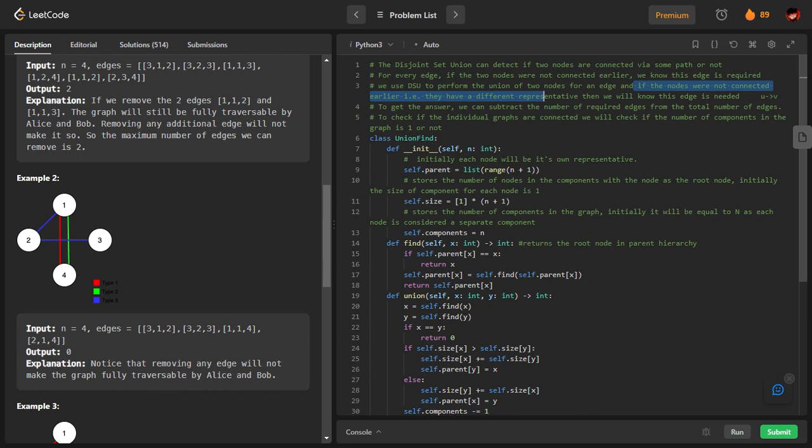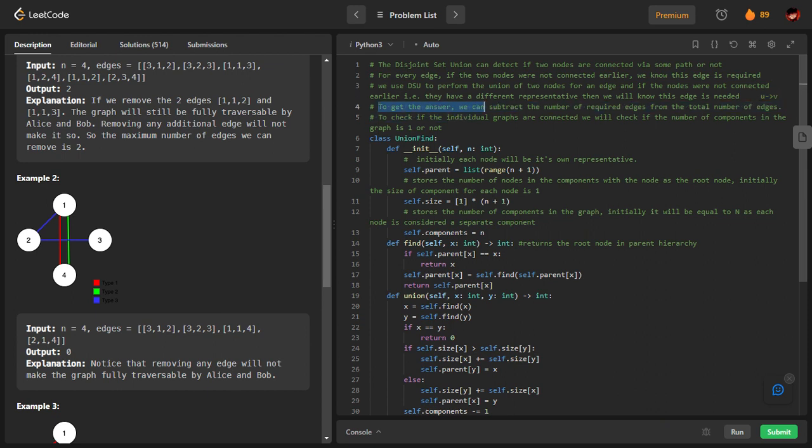Okay. So that's the basic idea. What I'm saying is, if the nodes are not connected, that is, if they have different representatives, then we will know this edge is needed. I've already explained that whenever there is an edge between U and V, we check whether the union U belongs to and the union V belongs to are the same. If they are the same, then we do not need that edge. If they are not the same, then we need that edge, which cannot be removed.